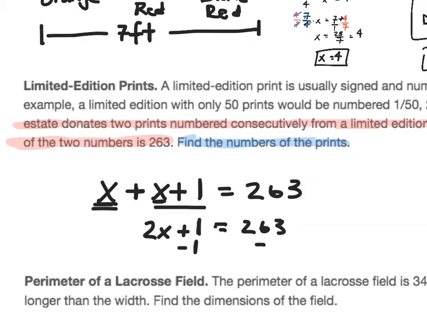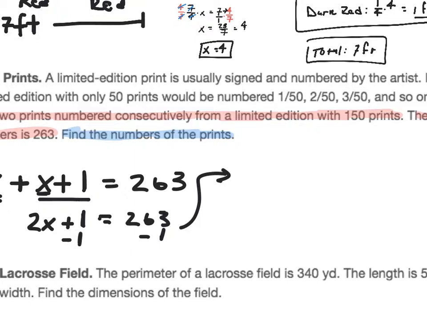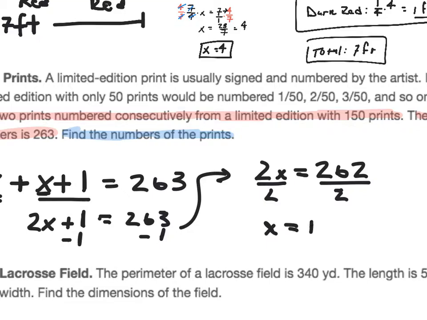Now, if I want to solve this equation, I'm going to subtract 1 from both sides. What I would get as a result is 2x equal to 262. And I'm going to divide both sides by 2. And so I've got that x is going to equal 131.